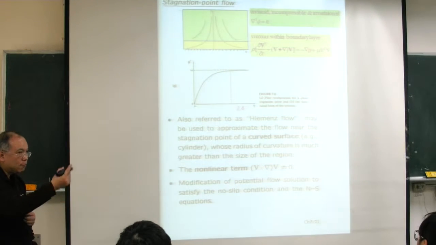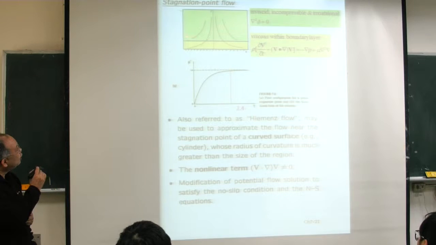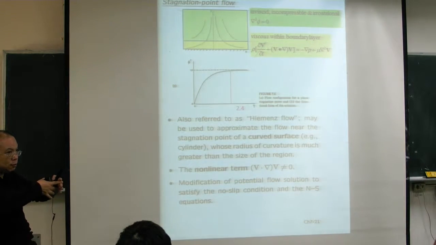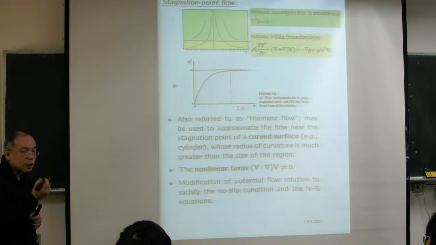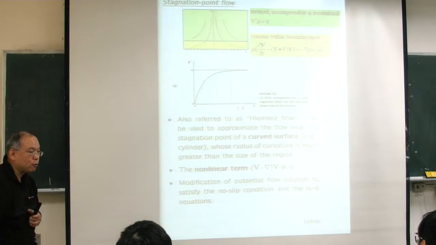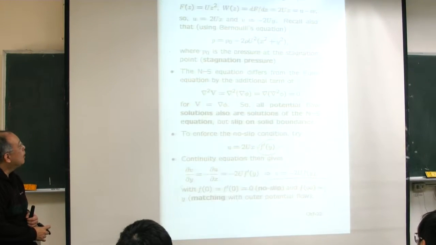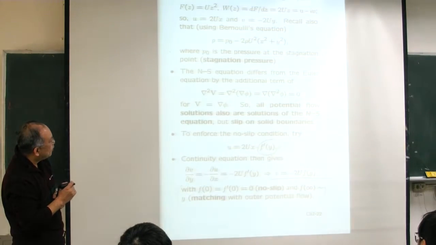What is the only difference? It's the boundary condition. For the potential flow, only the normal velocity to the wall is equal to 0. However, for the near wall region here, we should satisfy the non-slip boundary condition, where both U and V are equal to 0. So you can see the only difference is the non-slip boundary condition.